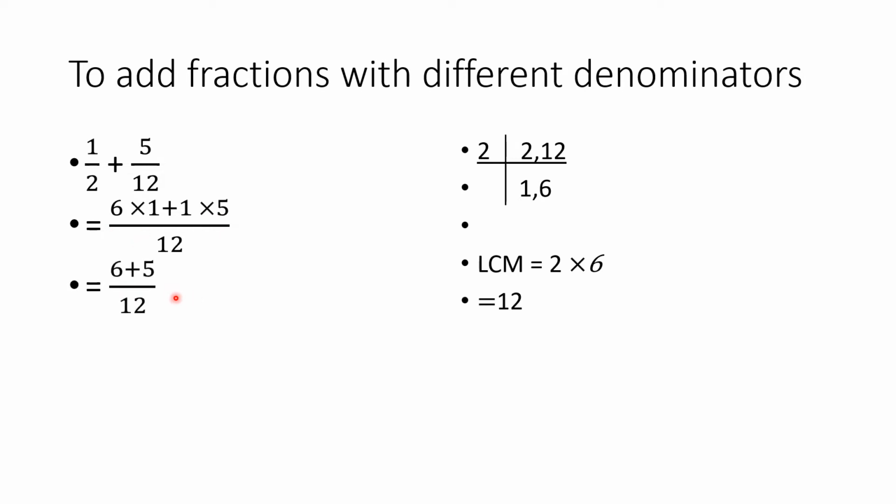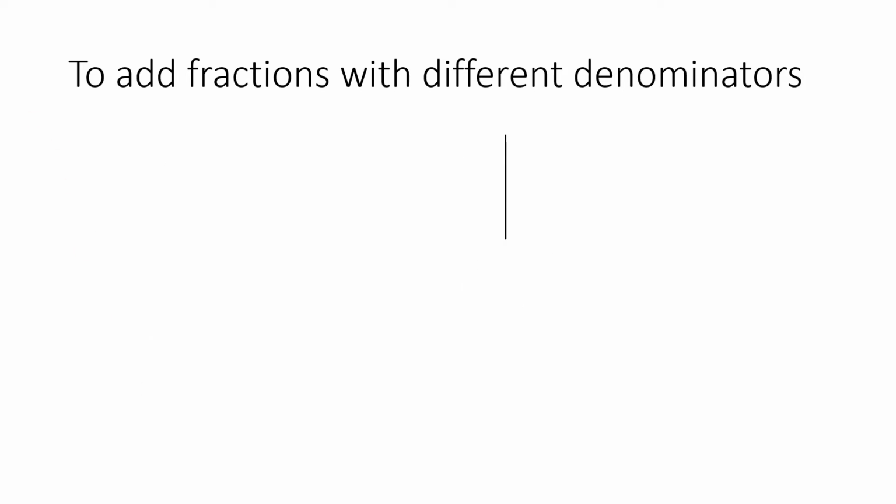It means 6 plus 5 by 12, and 6 plus 5 equals, we know, 11. So 11 by 12, and it is the simplest form because there is no common divisor of 11 and 12. So it is our answer. Now take one more example.